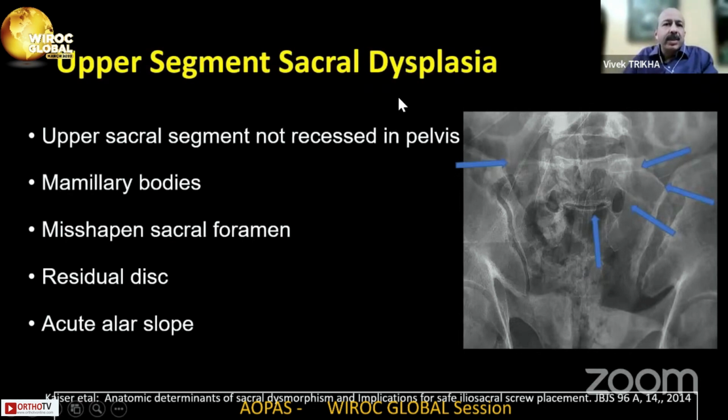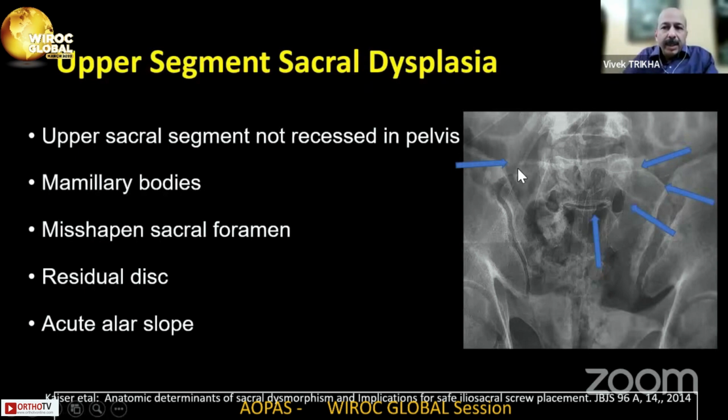So if we look properly at the outlet view, these are the characteristics of a sacral dysplasia, which is an upper segment sacral dysplasia, in which the sacrum appears to be higher than the ilium. The mammillary bodies which are there in the lumbar vertebra can also be seen, on the right upper corner of the arrow. The sacral foramina of S1 are oval in an outlet view rather than roundish, whereas we all want it to be a perfect circle. We can also see a residual disc space between S1 and S2.